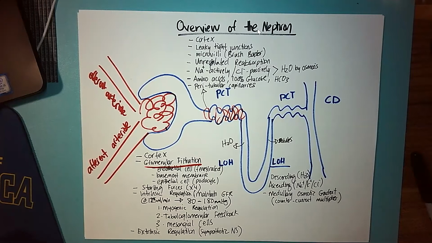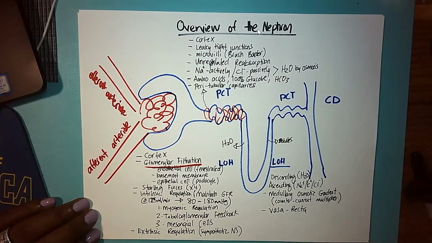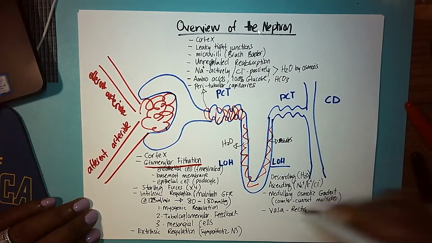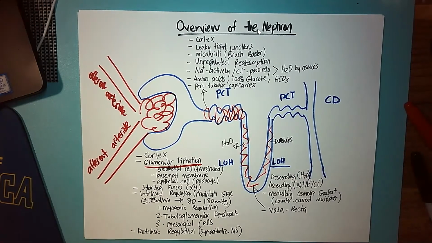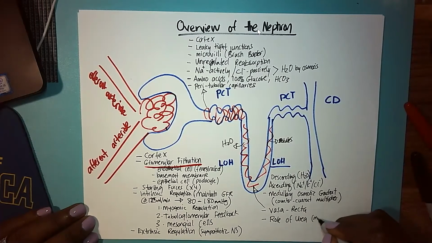We also pointed out here that there's the vasa recta that is intimately involved here. And so the vasa recta is the network of capillaries that is associated with the loop of Henle. Okay, remember the vasa recta has an opposite orientation to the loop of Henle, meaning that the descending limb of the vasa recta is the ascending limb of the loop of Henle and vice versa, okay? And then we spoke about the role of urea here. So urea is helping to maintain that medullary osmotic gradient.